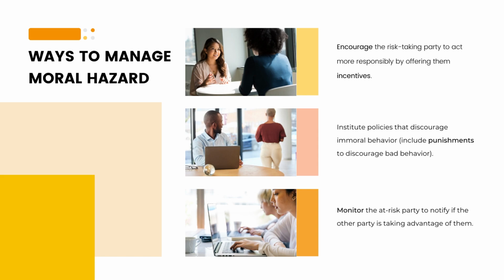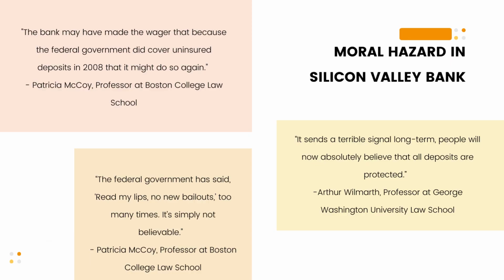There are a few ways to minimize moral hazards. The first is to encourage the risk-taking party to act more responsibly by offering them incentives. The second is to institute policies that discourage immoral behavior by making it a punishable offense. Finally, regular monitoring allows the at risk party to remain aware of whether or not the other party is taking advantage of them.